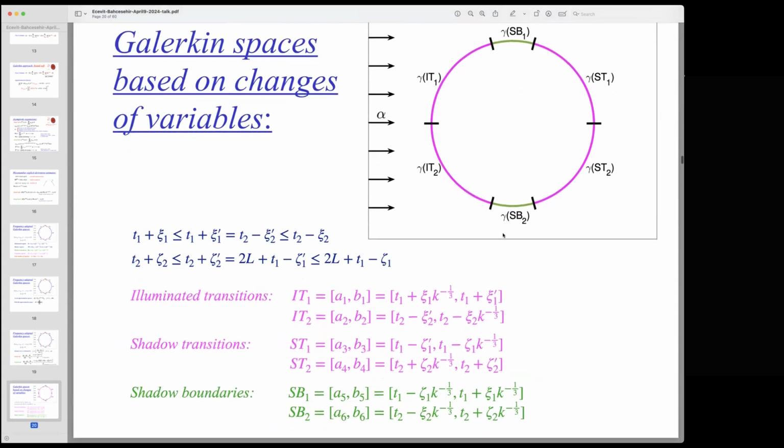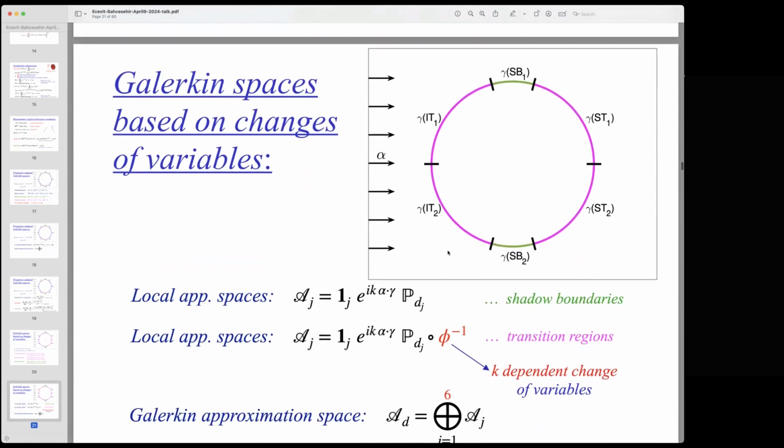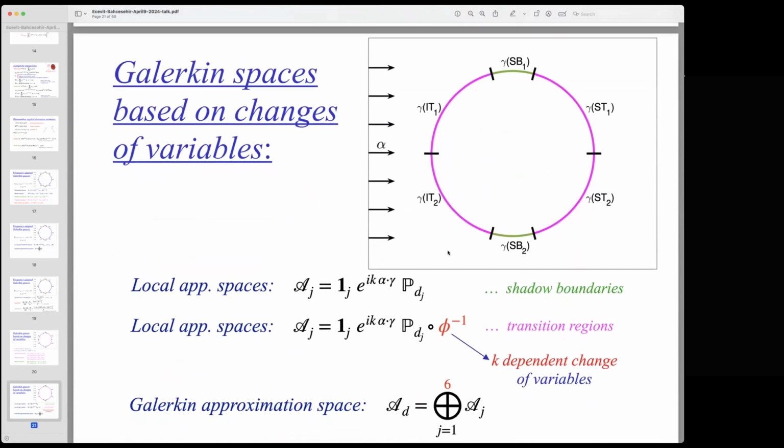This second method is more recent, until 2019. Rather than using several, 4M approximation spaces, we are only using 6 approximation spaces, but we utilize a change of variables to represent the integrals involved using some explicit formulas that depend on k. And we define the local approximation spaces in this form. Around the shadow boundaries, as you see, we don't do any change of variables. And there is no blue region here.